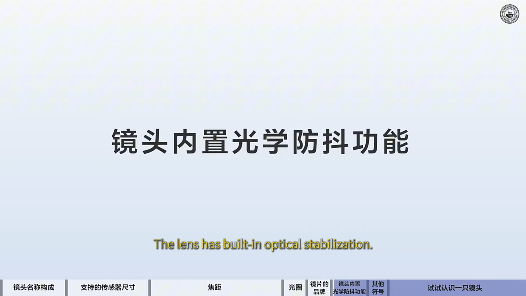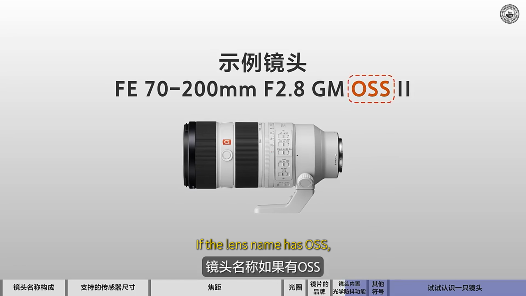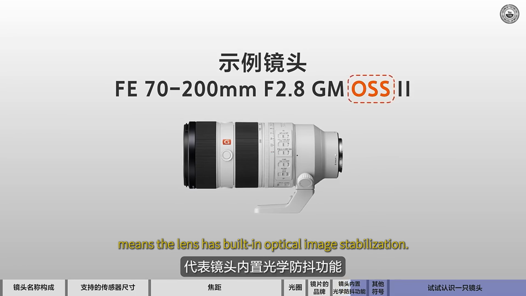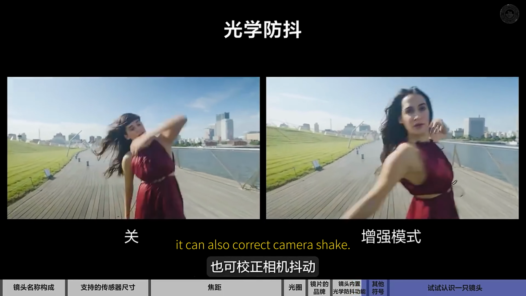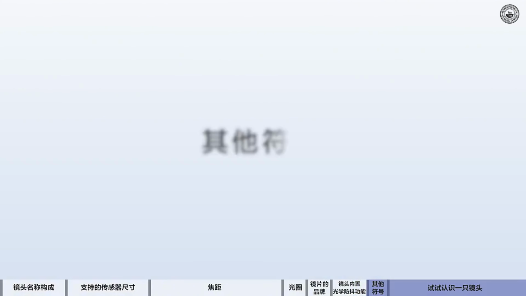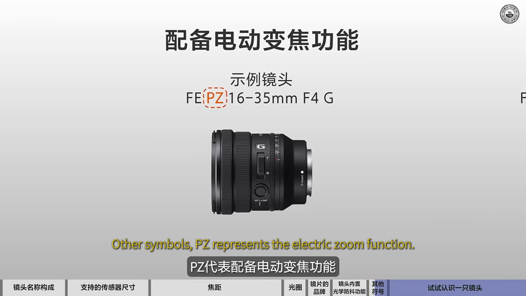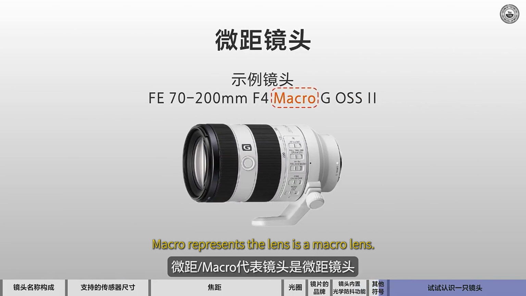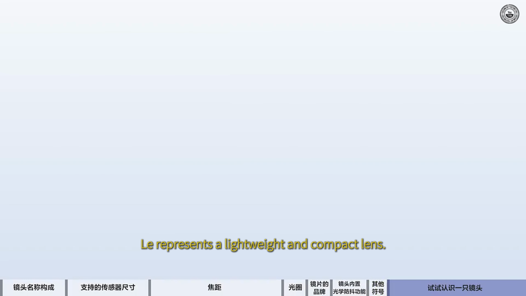The lens has built-in optical stabilization. If the lens name has OS, it means the lens has built-in optical image stabilization. Even if the camera doesn't have image stabilization, it can also correct camera shake. Other symbols. PZ represents the electric zoom function. Macro represents the lens is a macro lens. L represents a lightweight and compact lens.